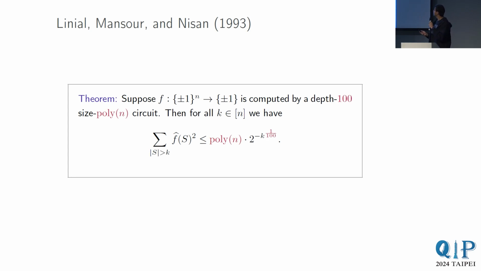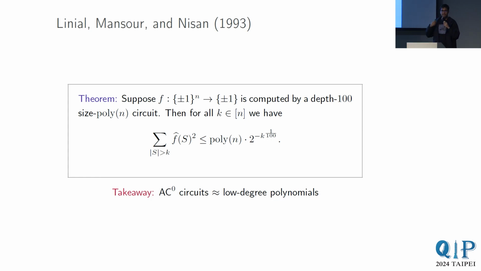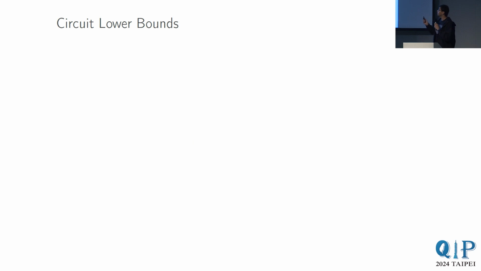Let's make this concrete. Let's pretend that the depth is 100 and that the size is polynomial in n. All they're saying is that the contribution to the Fourier expansion from the monomials of high degree, degree at least k, is inverse exponential in k. And the main takeaway, if you want a one-line summary of the result, is that AC0 circuits are well approximated by low-degree polynomials. Let's see how we can use this to get circuit lower bounds.